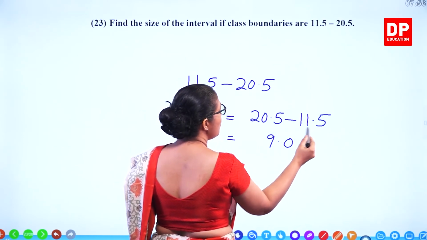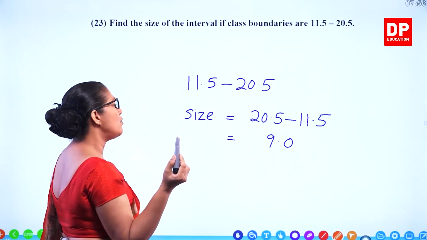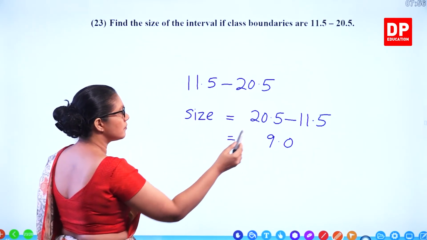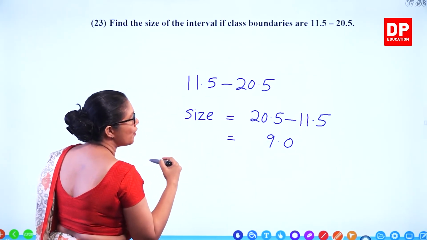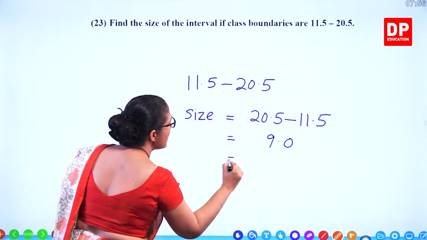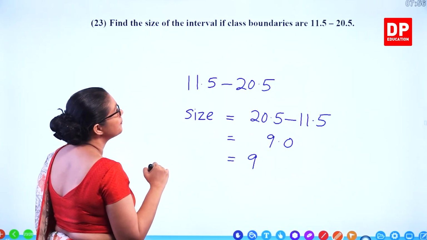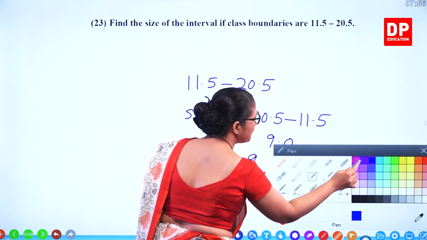So when you add 11.5 and 9, you get 20.5. So here, what's the class size? 9. So 2 marks for that.